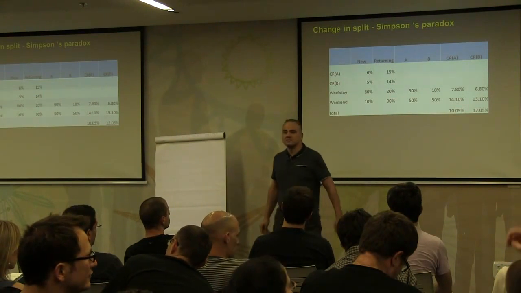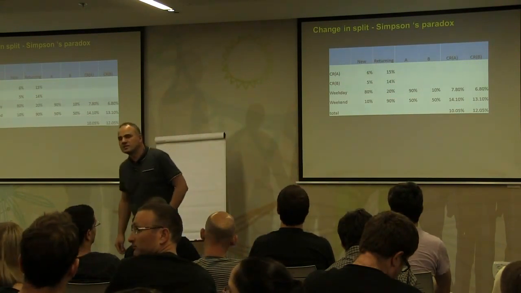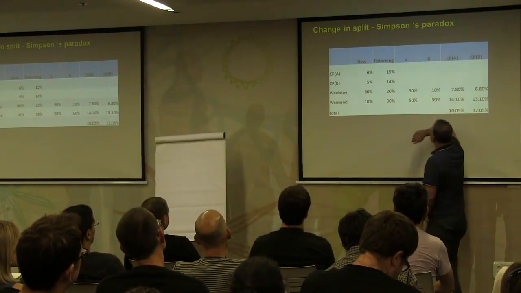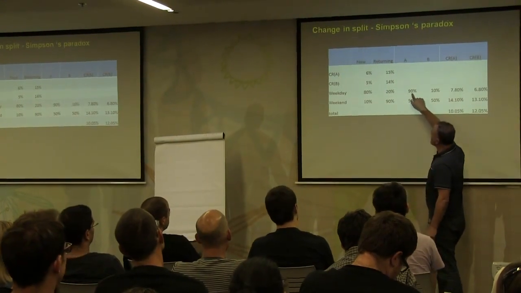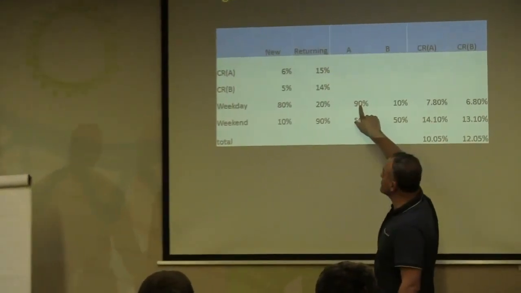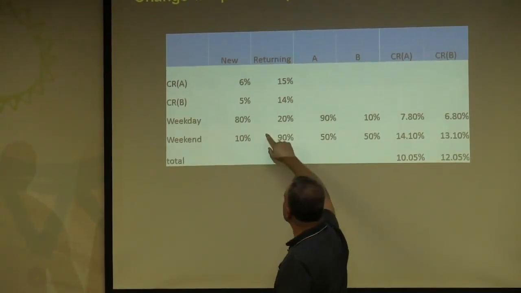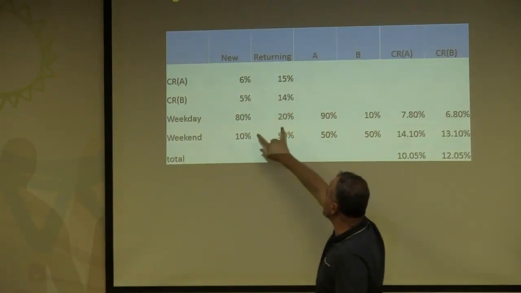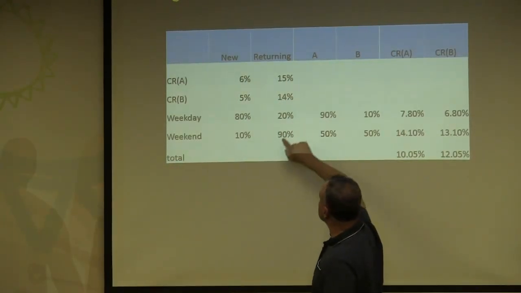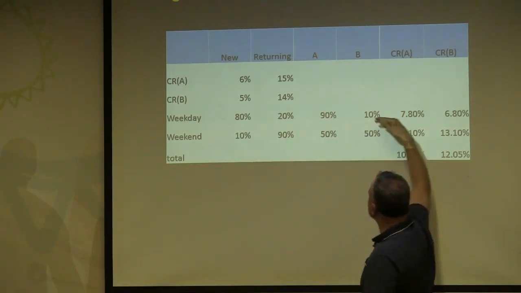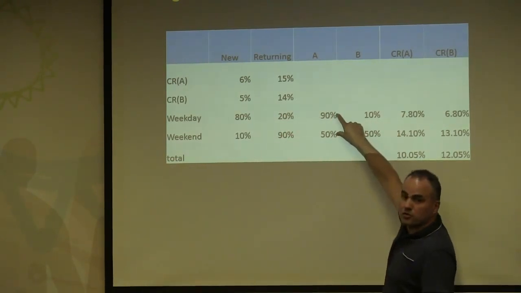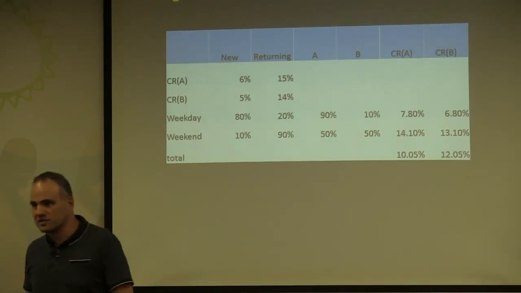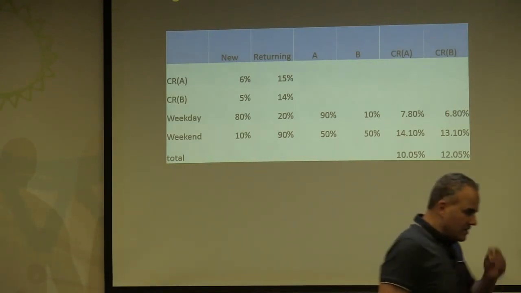How do you calculate the total conversion rate? Okay, what you see is the following. Variation A has 90% of the traffic here. What is the conversion rate of the traffic here? It's 80% of 6 and 20% of 15, the weighted average between the two. You get the number, same as you do here, and then you weight between them according to the traffic, and you calculate it. I can show you the calculation. It's not that difficult.